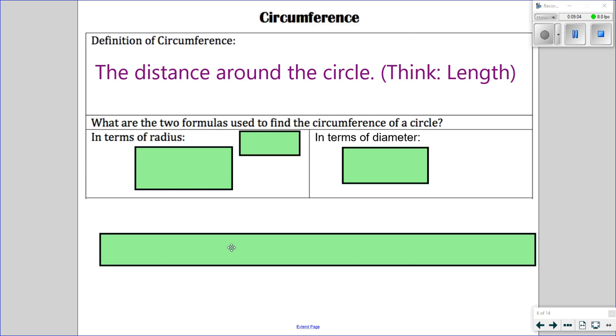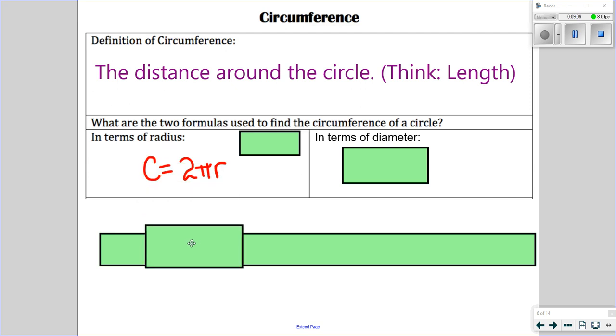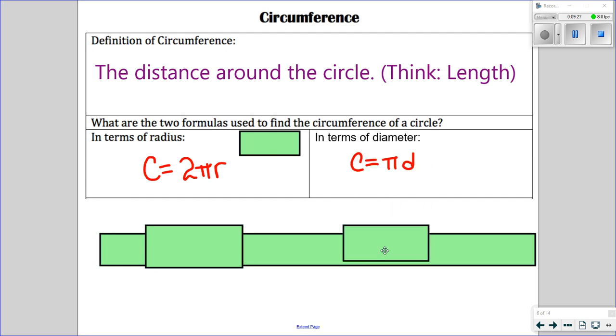In terms of radius, it would be C equals 2 pi r. Again, this is something you may have encountered in middle school. If you forgot, here's the formula. C equals 2 pi r. Circumference equals 2 times pi times the radius. And in terms of diameter, it is C equals pi times d, pi times diameter. So these two are the same, but it depends on whether they give you the radius or the diameter. Where does this 2r come from?